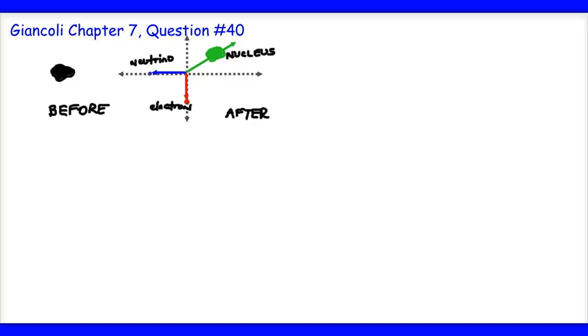This is question number 40 in chapter 7 of the textbook. It reads, a radioactive nucleus is at rest. It decays into a second nucleus, an electron, and a neutrino. So there are three particles.